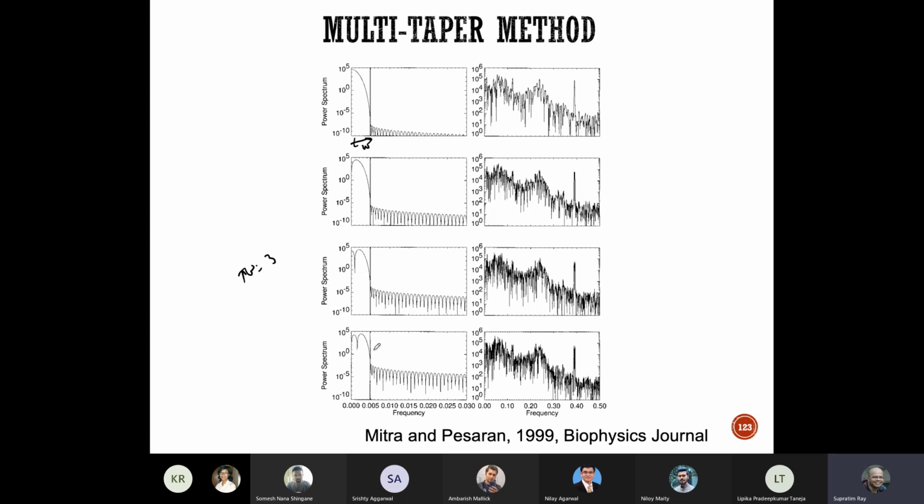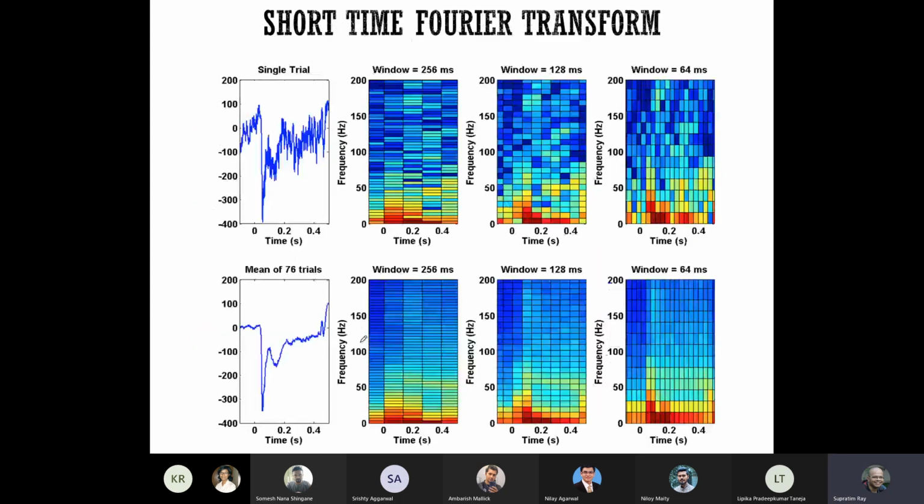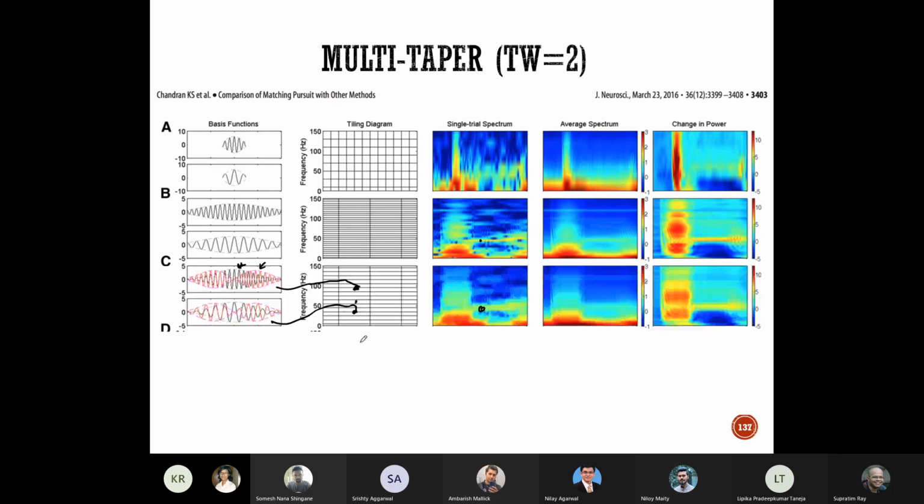But those would have such a poor spectral concentration that they are just smearing the energy all over the place. It's not concentrated inside the tile of your choice, so it's of no use. But the first 2 TW minus 1 tapers are nicely concentrated in frequency. So when you multiply with these basis functions, they are nicely concentrated in energy where you want them to be. So the inner product that you get is a reflection of the signal energy at that time and that frequency.